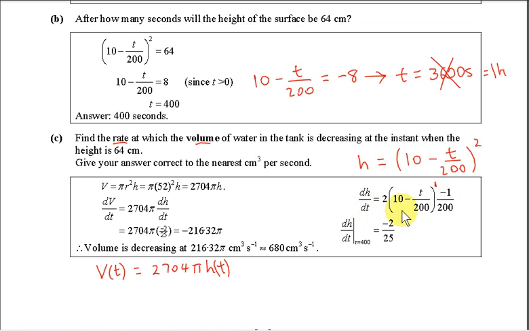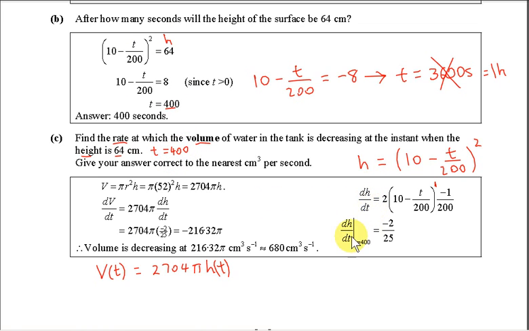So we can see that dh/dt is a function of t. dh/dt depends on what t is. So we want to find the value of t when the height is 64 centimeters. But that was covered in the previous part. When the height was 64 centimeters, then we found that t is 400. So when the height is 64 centimeters, t is 400.